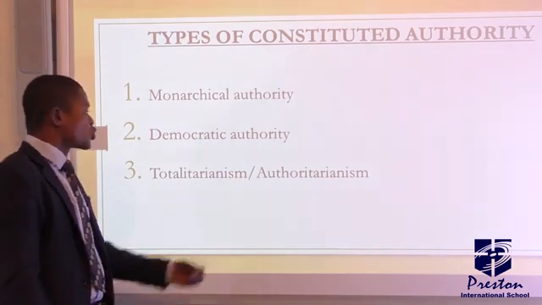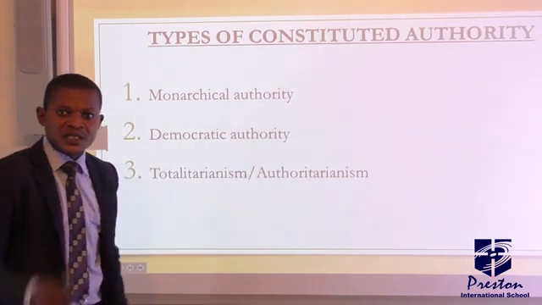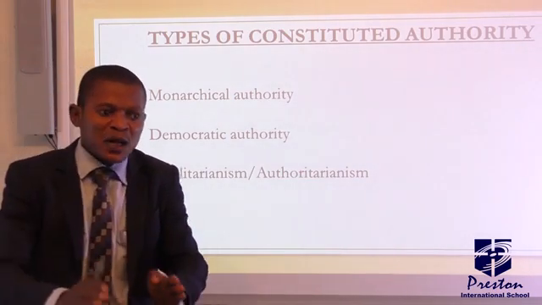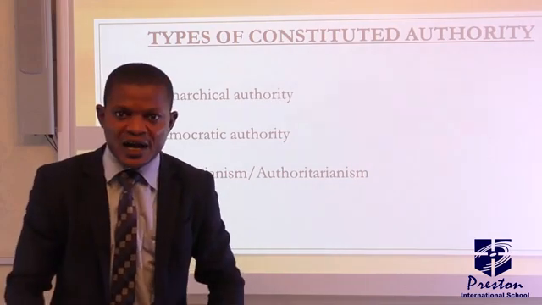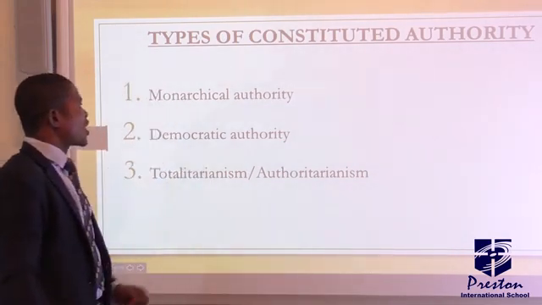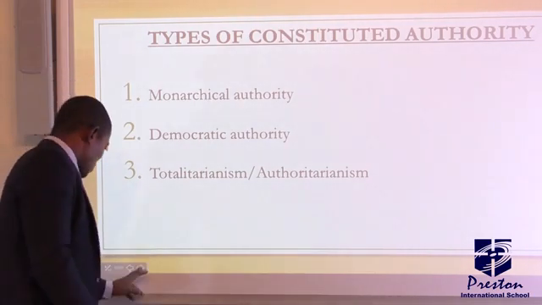The third one is totalitarianism, or you call it authoritarianism. This is the type of authority exhibited by a leader whose decision is final. You don't question. In fact, it's a dictator. It's similar to monarchical authority because you don't question a royal father. So that is another type.